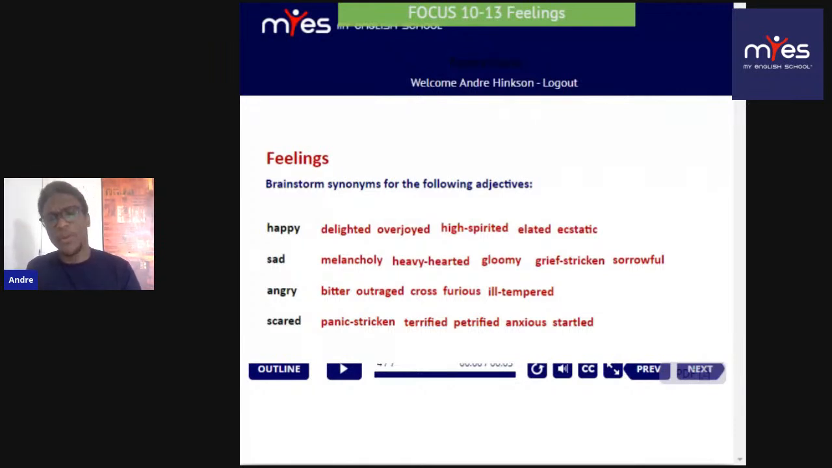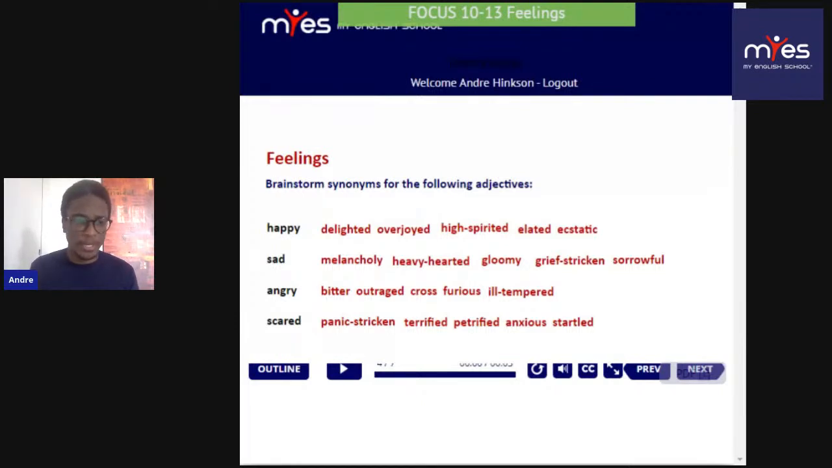Melancholy is more of a poetic sense. Use it more in poems. We don't really use it in general conversation. It's more for literary works. Melancholy. Heavy-hearted. When you think of your heart, it's like your heart is heavy. You can't take the heaviness of your heart. I think that's a pretty clear explanation.